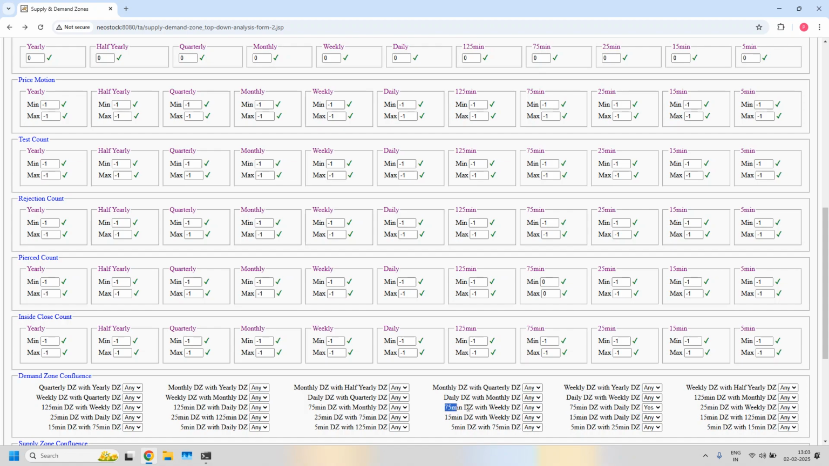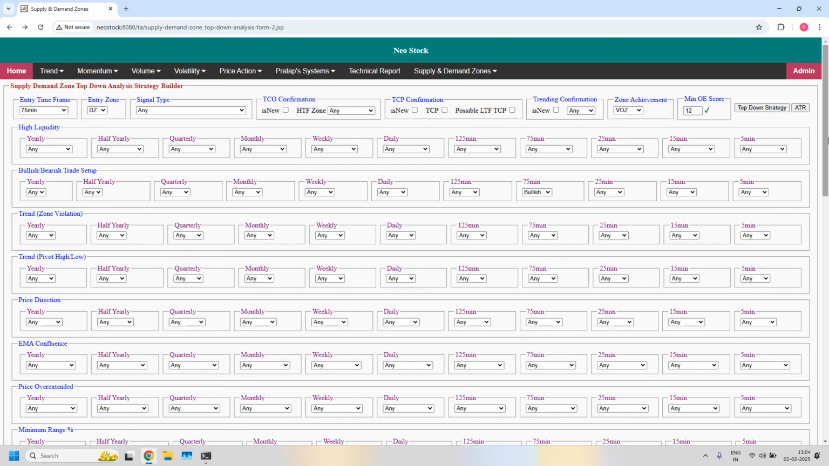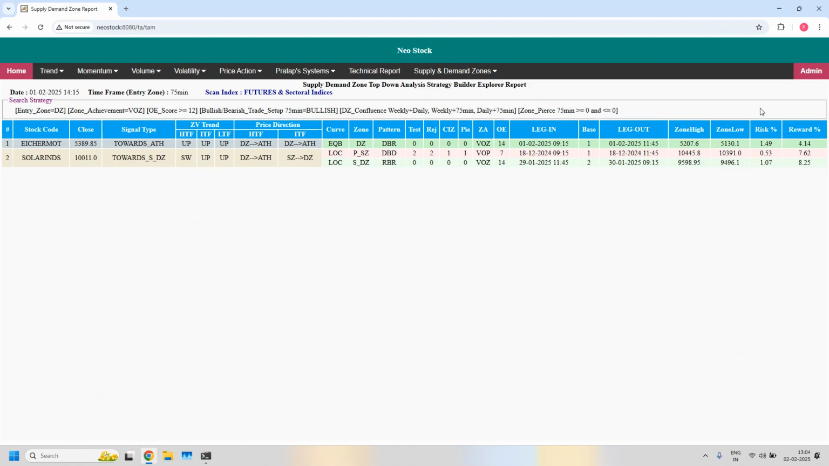Second filter is 75 minutes demand zone overlap with weekly demand zone confluence. Daily demand zone overlap with weekly demand zone, that is zone confluence. With all the 3 filters, LTF, ITF, HTF demand zone confluence, that is 75 minutes, daily and weekly demand zone confluence, we got 2 stocks. So that means in these 2 stocks, these 75 minutes demand zones are part of the daily demand zone. Both together again part of the weekly demand zone. And weekly trend is up, only 1 stock.